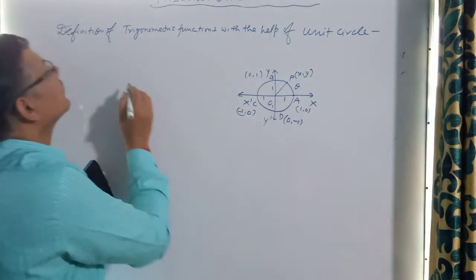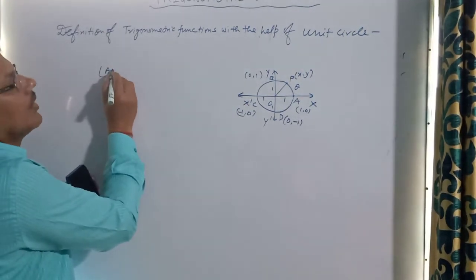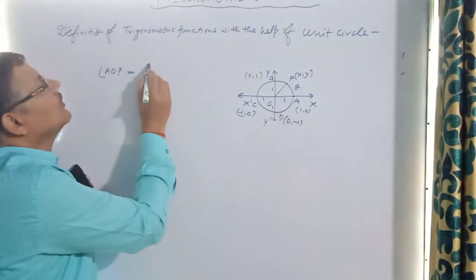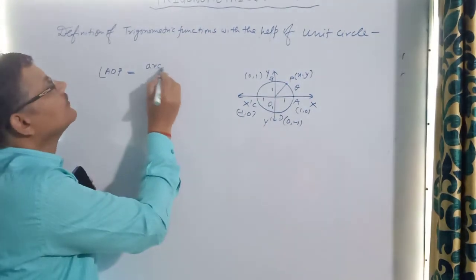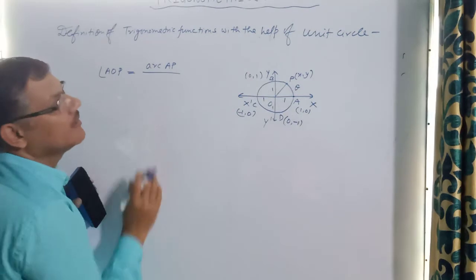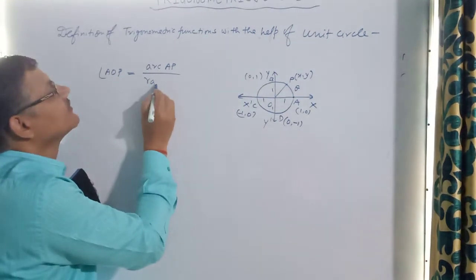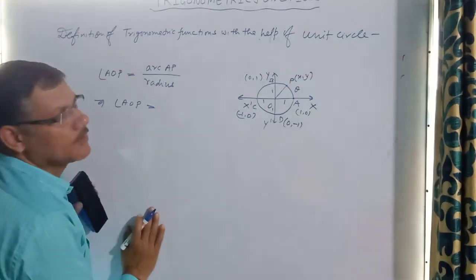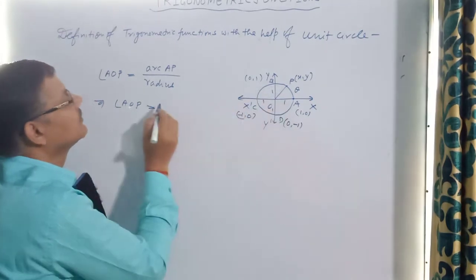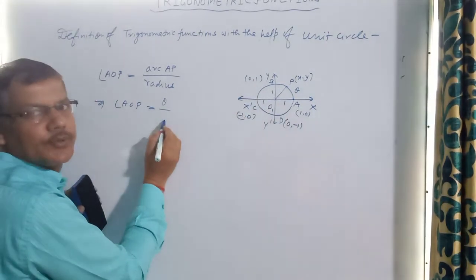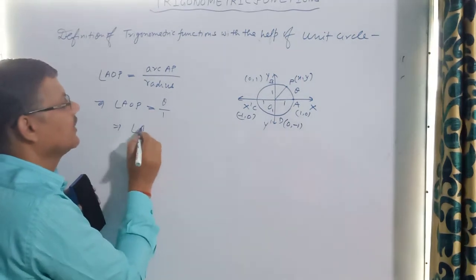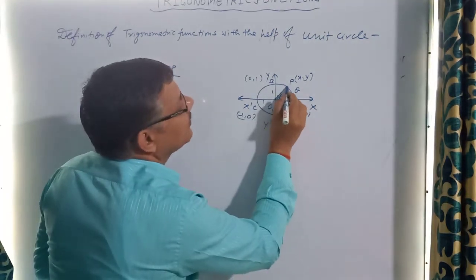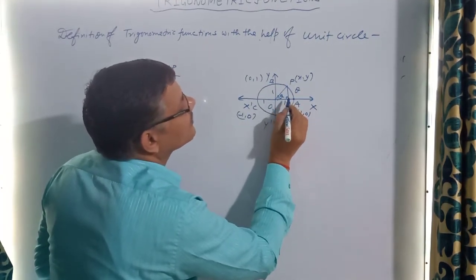So here, angle AOP is equal to, by theorem number 2, arc AP divided by the radius. So it implies angle AOP equals the length of arc AP, which is theta, divided by the radius of the unit circle, 1. From here we get angle AOP equal to theta. So I write here theta. When we draw a perpendicular from P, then it is perpendicular.